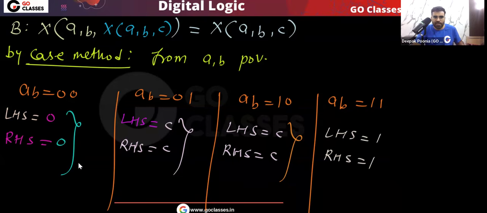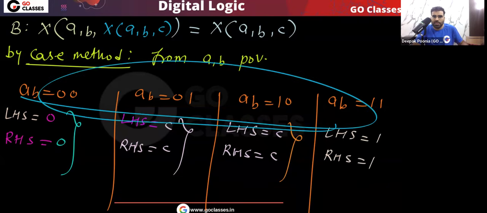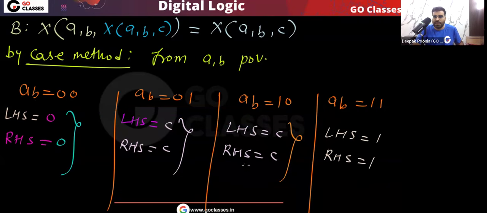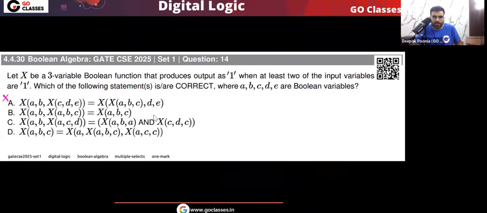Now, notice one thing, that in all the four cases, LHS, RHS, they are same. And remember, only these four cases are possible because from two variable point of view, there is no other case possible. And in all the cases, option B has LHS equal to RHS. So I can say that option B is valid. Okay, option B is definitely valid.